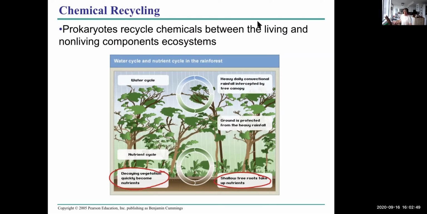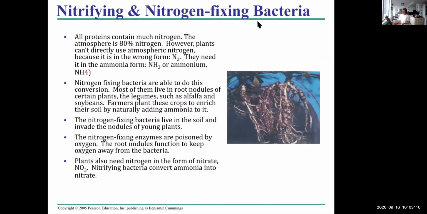And it becomes nutrients because bacteria have that capability of converting atmospheric nitrogen. And they break everything down. They break down all our dead material. If it weren't for bacteria, well, the earth would be stacked up to the moon with dead bodies. Be very unpleasant. So, nitrifying and nitrogen fixing bacteria.